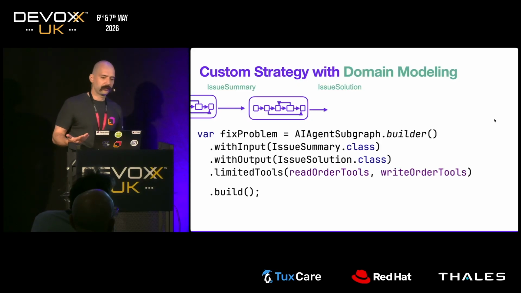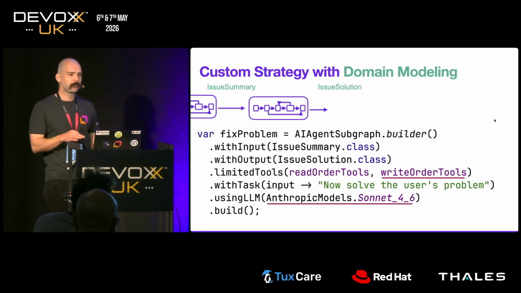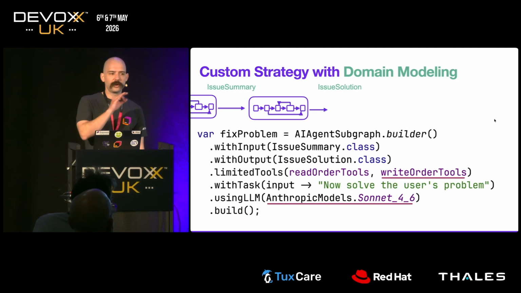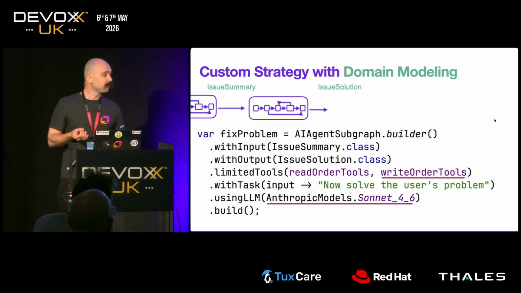And building a subgraph for that is very easy. It's exactly the same as before. But what I want to amplify here is we are giving it different tools, right? So instead of the conversation tool, we now have the write tool. And we're also using a different model.